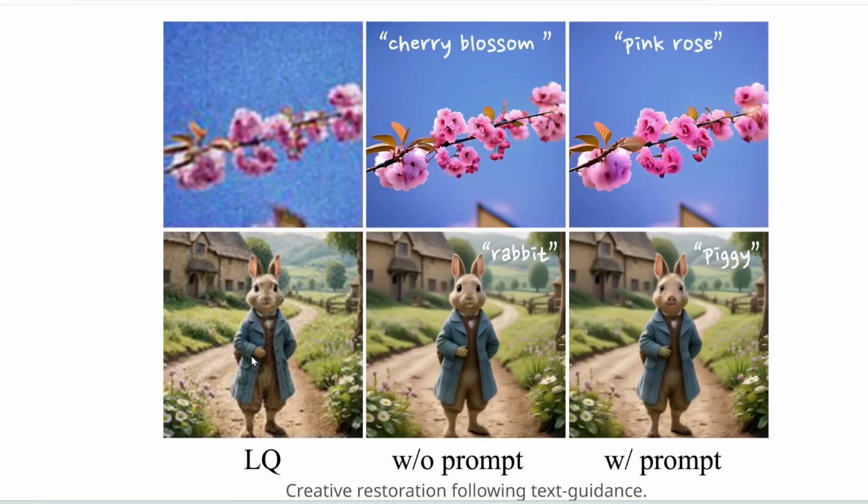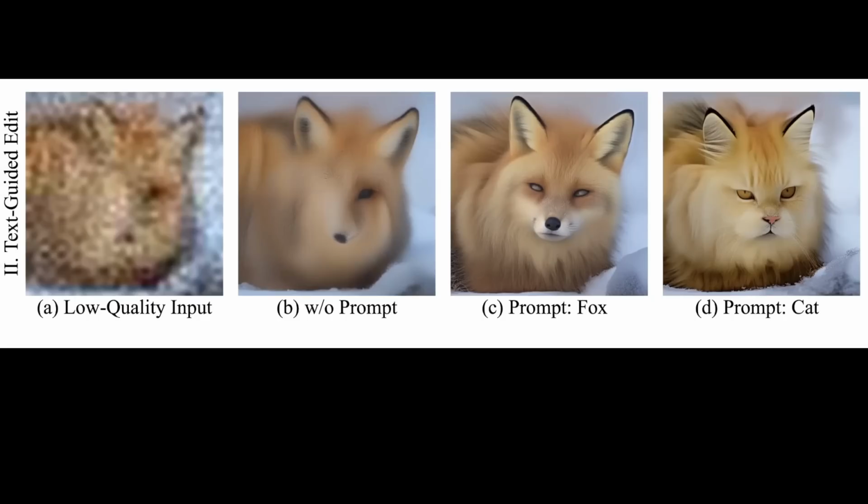Here's another example. Let's say this is the original photo. It's super blurry and grainy. Now, without a prompt, it would generate this rabbit. However, if you prompt it with piggy, it will also turn this into a pig while maintaining the composition of the image.